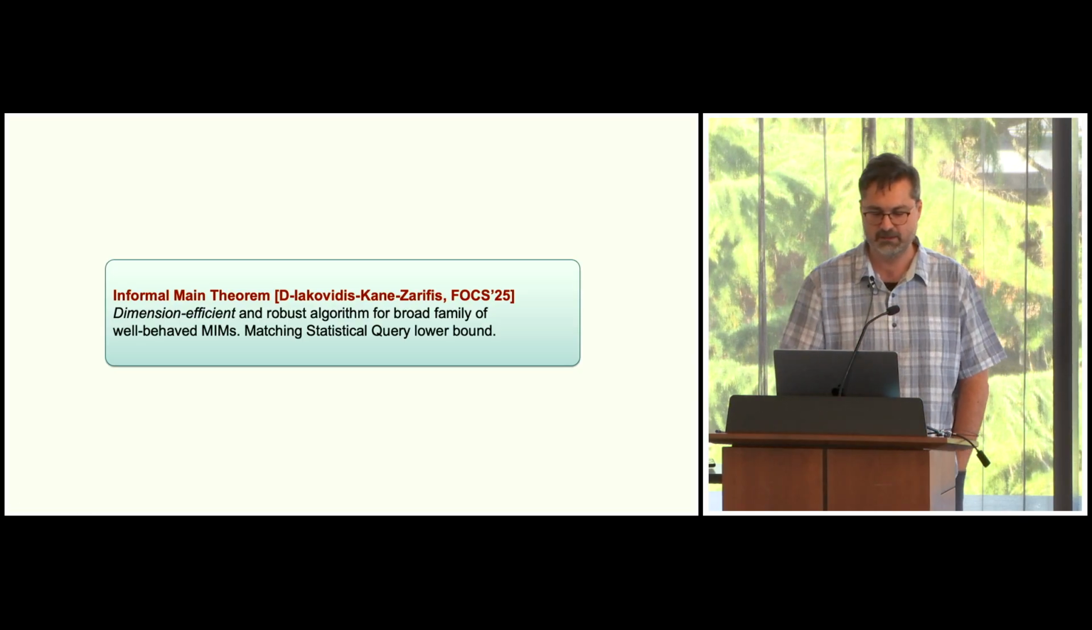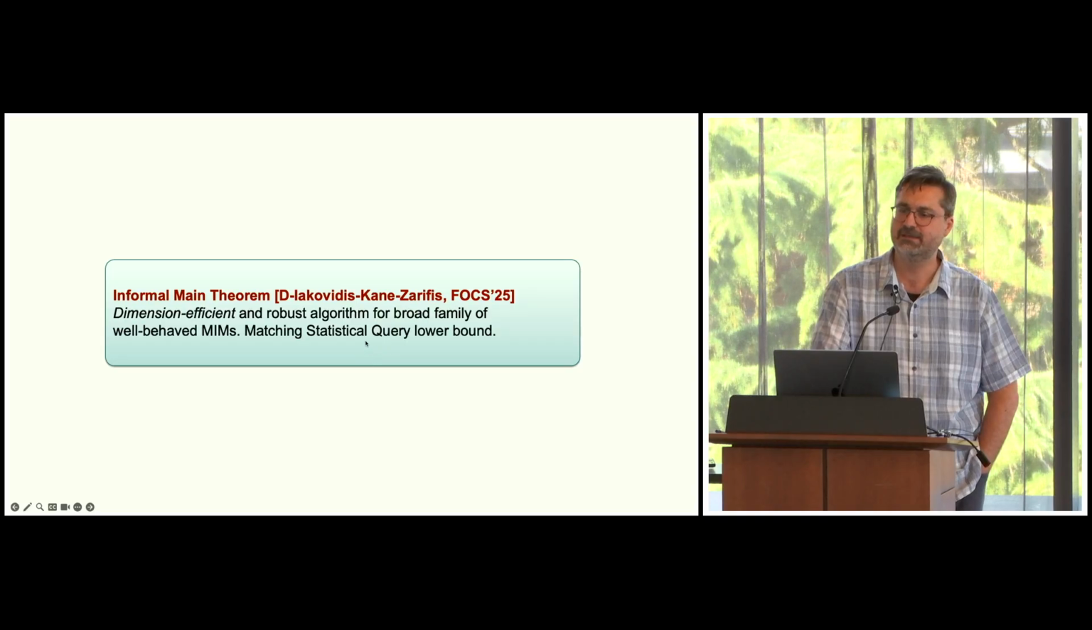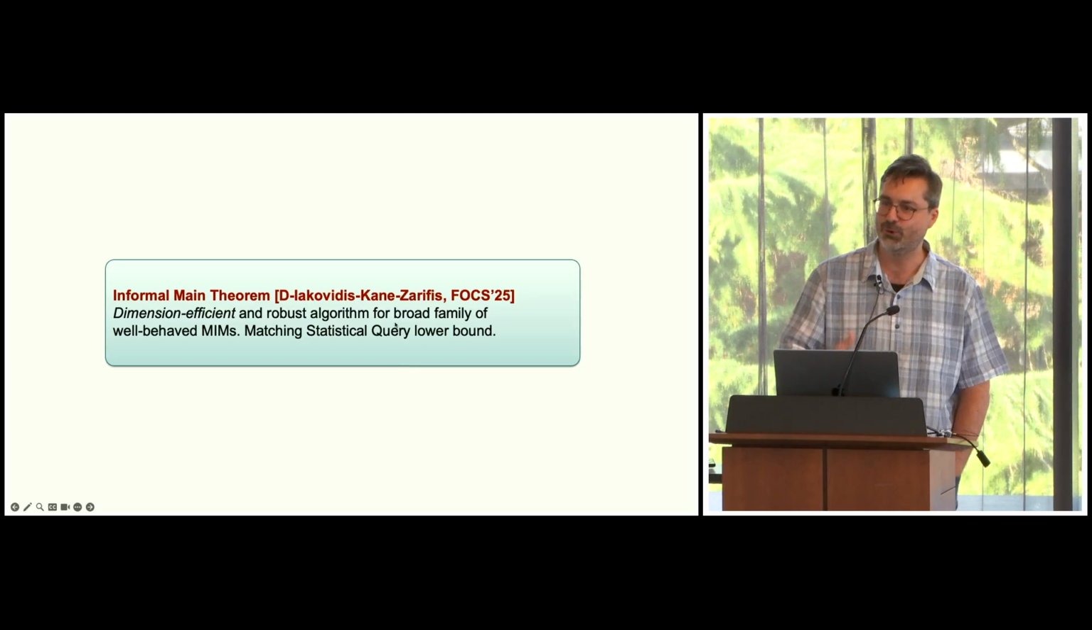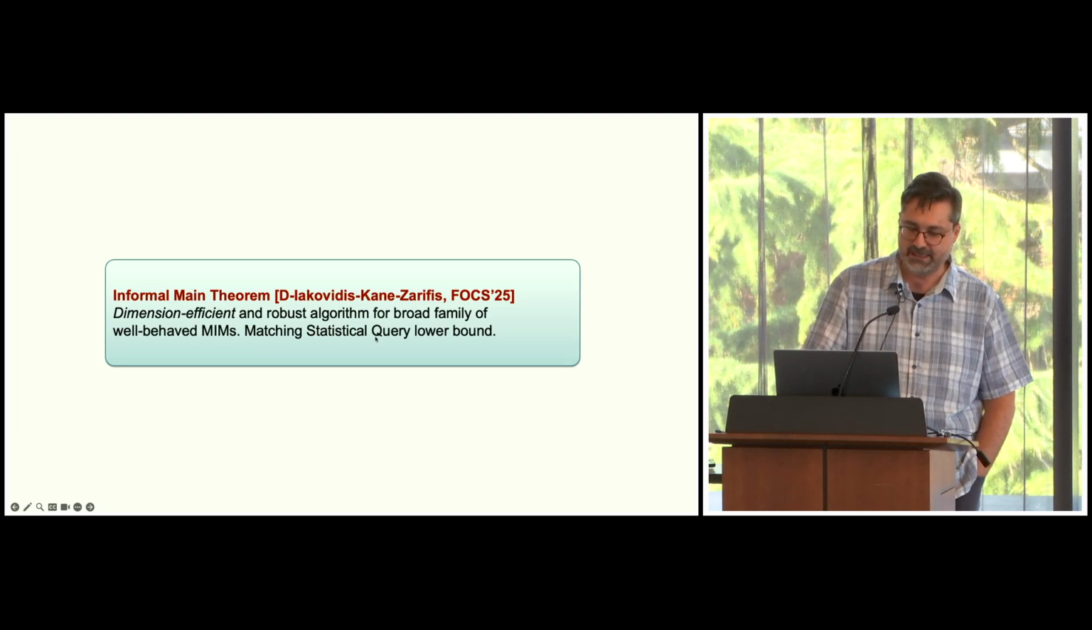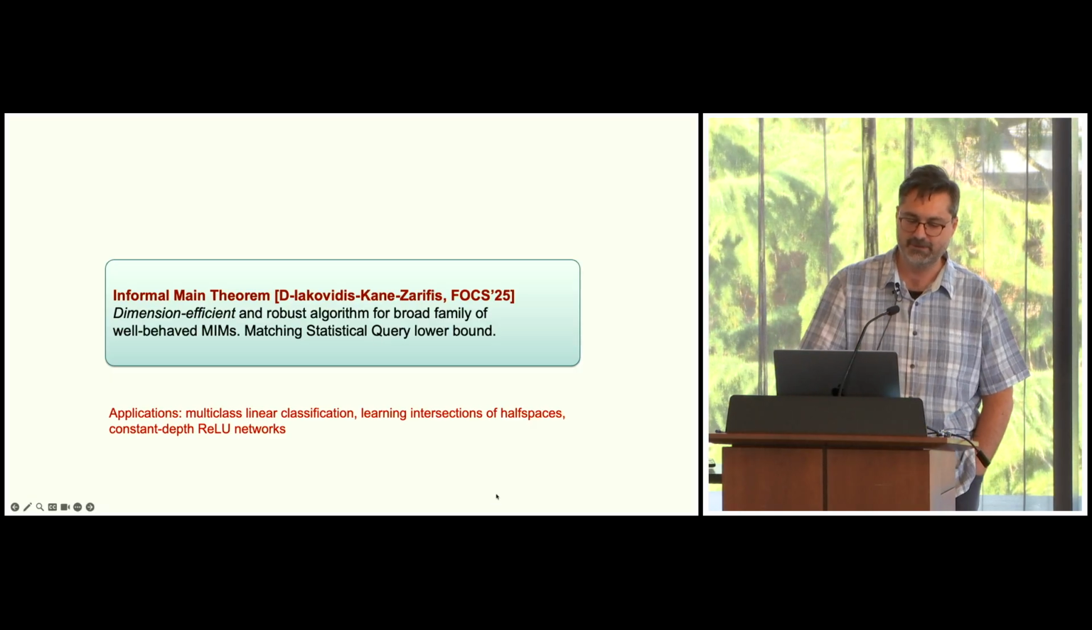So there is a matching computational lower bound for a restricted model of computation called the statistical query model. If you don't like this model, if you like low-degree polynomials, the same lower bound holds for that model, and it also follows for sum of squares. So now its applications: we get better algorithms for the following problems.